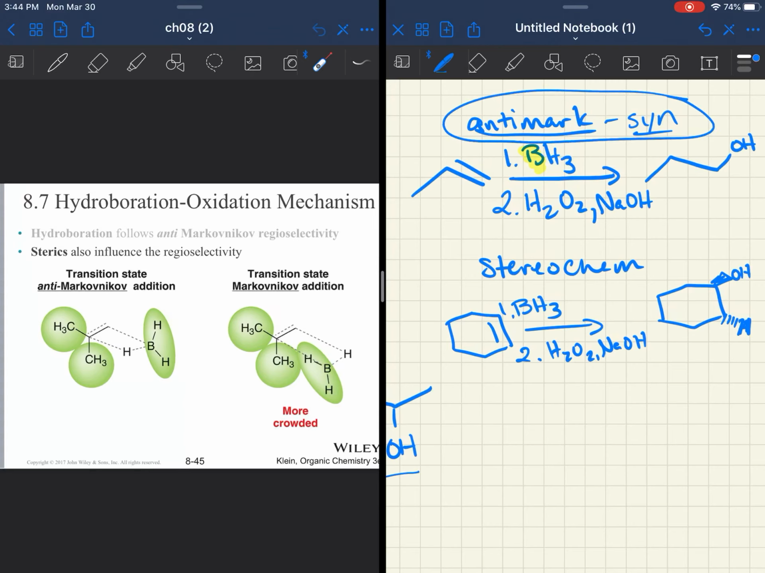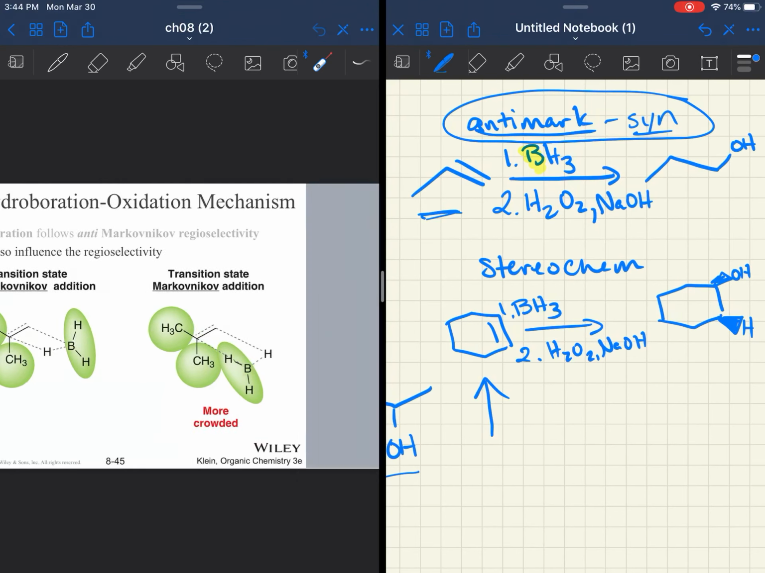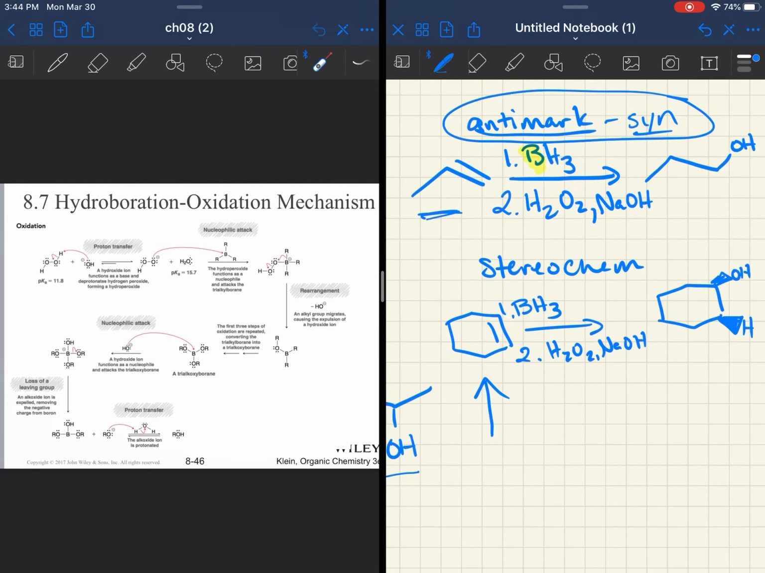So what do you need to know? You need to be able to predict the anti-Markovnikov product, and if stereochemistry is a factor, which wouldn't be a factor on something like this, when I ask you about the stereochemistry, it'll be in a ring format so that it's really easy. You're using wedges and dashes, right? The OH and the H should be on the same side. I'm sorry if that wasn't super clear here. Let's erase that and make sure that it's very clear. The OH and the H are on the same side.